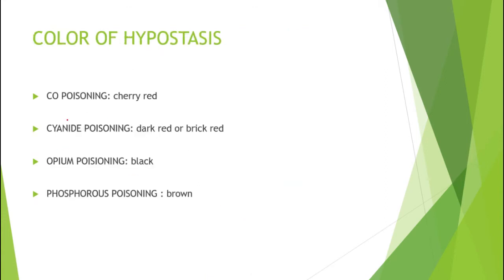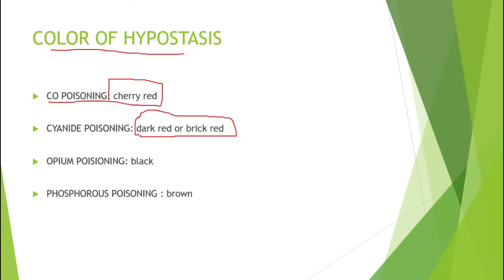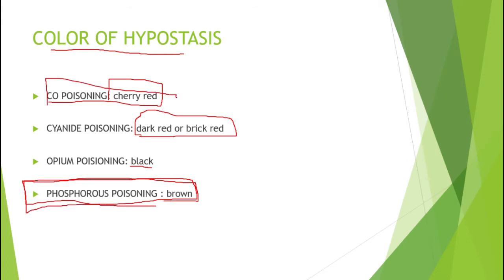So color of hypostasis is also of forensic interest. In carbon monoxide poisoning, there is cherry red colored lividity. In cyanide poisoning, there is dark red or brick red colored lividity. In opium poisoning, there is black, and in phosphorus poisoning, there is brown colored lividity. And this is an MCQ of KMU past papers, and it has appeared more than once. And if I am not wrong, this is also an MCQ of past papers. So you need to remember those.